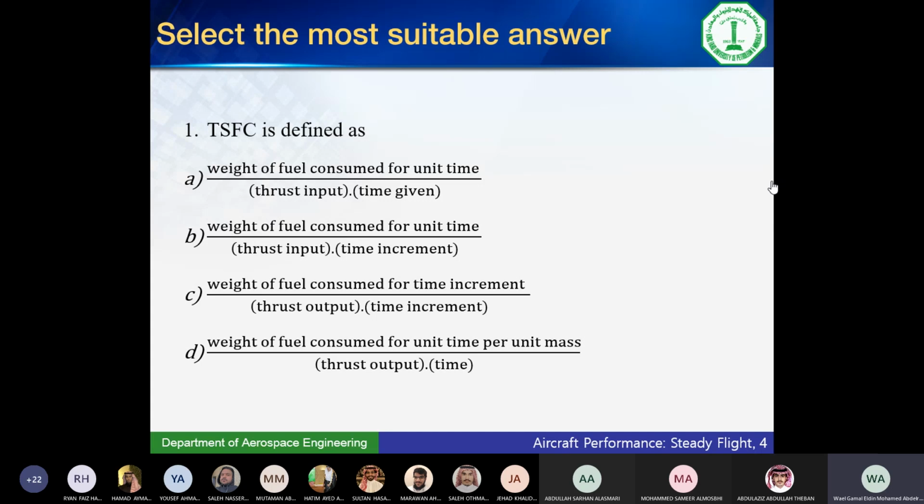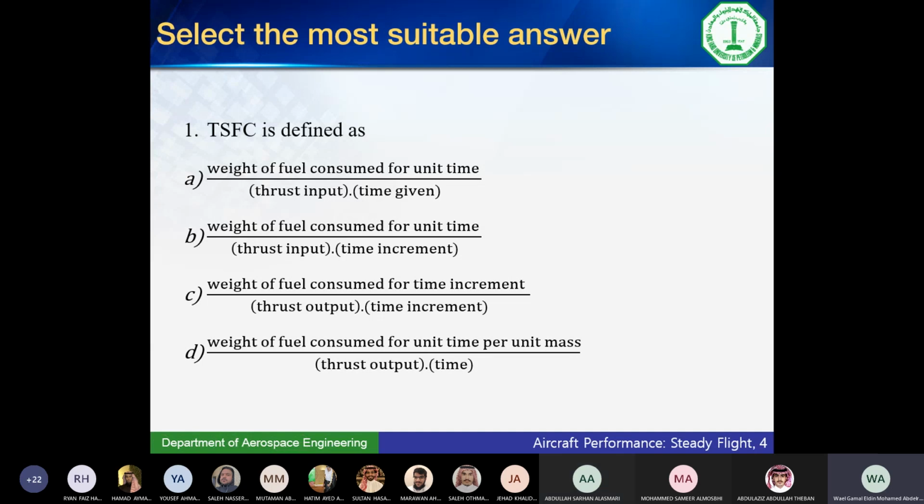Okay, Abdullah Al-Asmari. Yes, it's C, Doctor. And why is that? What's the definition of thrust specific fuel consumption? I don't know the definition, but I know the equation. Yeah, I mean the equation.